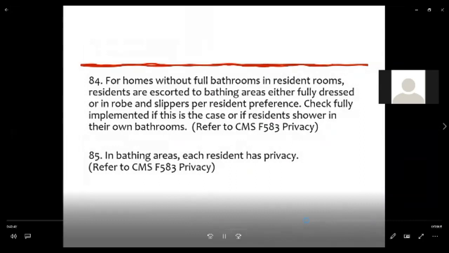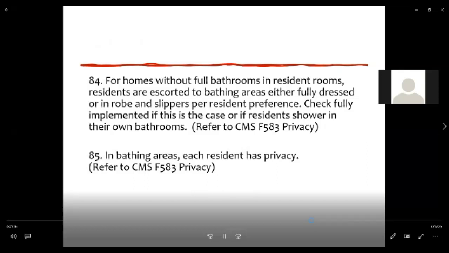For homes without full bathrooms, residents are escorted to bathing areas, either fully dressed or in a robe and slippers per their preference. So thankfully we have more and more rooms with their own showers, and that's exciting. But we all know that's not every room. And so making sure people are being helped to that spot down the hall in a very dignified way per their preference. In the bathing areas, each resident has privacy. So the idea of even a privacy screen, just really affording as much privacy as you possibly can for people.